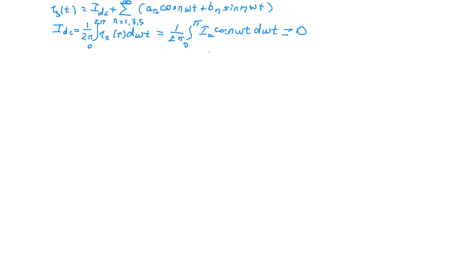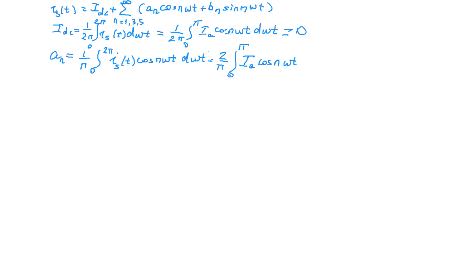However, IN is equal to 1 over pi integral from 0 to 2 pi IST times cosine n omega t d omega t, which is equal to 2 over pi from 0 to pi IA cosine n omega t d omega t, which is equal to 0.